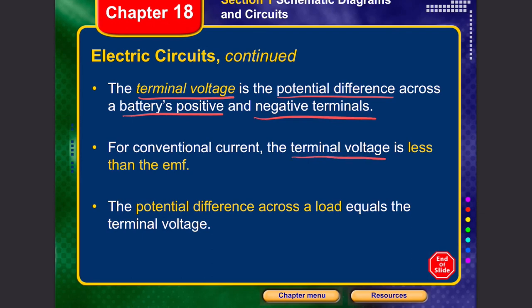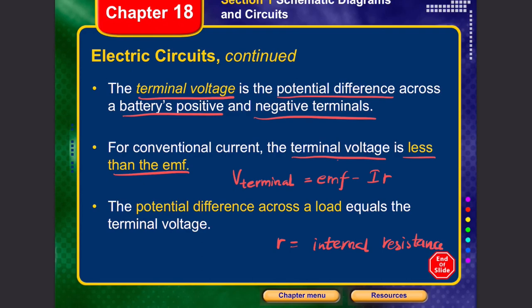And this terminal voltage is generally less than the EMF, because terminal voltage V terminal is EMF minus the current that flows through and the resistance r. So let me write it as small r. So r here represents the internal resistance. So this is the formula for terminal voltage of a given battery.